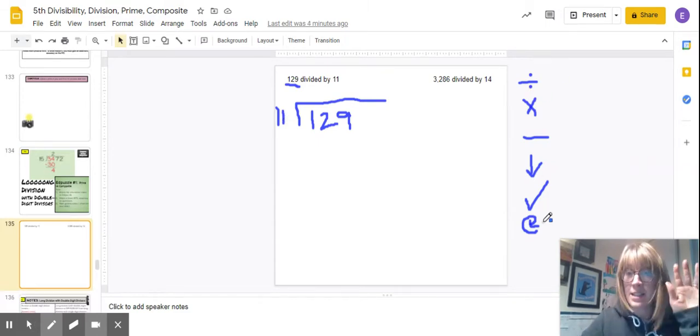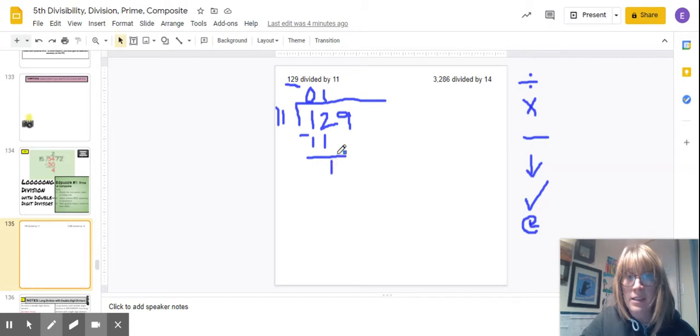So I've written my steps off to the side. So I say, all right, first I need to divide. How many times does 11 divide into 1? Well, 0 times. So then we can move to 12. How many times does 11 divide into 12? If I count by 11s, 11, 22, so it fits 1 time without going over. So we divided. Now we multiply. 1 times 11 gets us 11. We subtract, then you bring it down, and now we check.